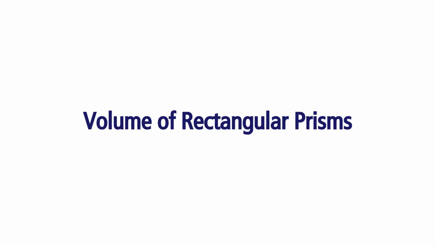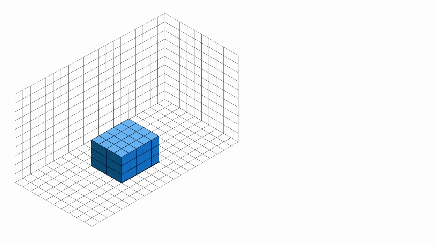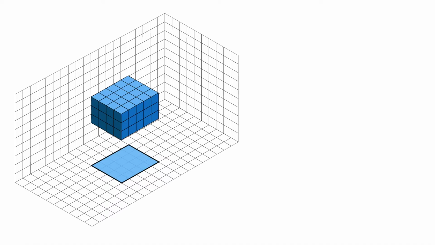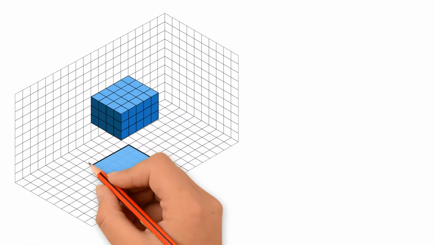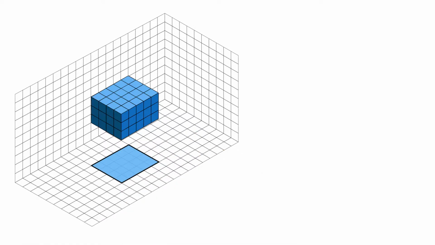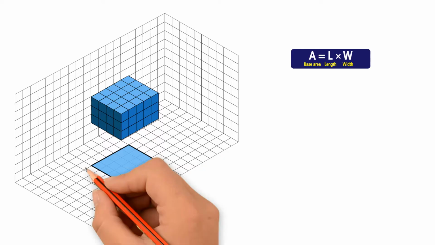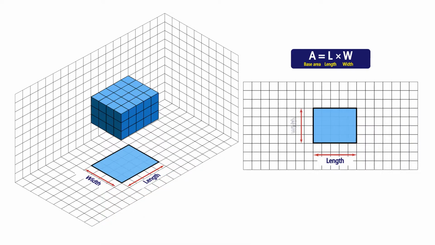Volume of rectangular prisms. How do we find the volume of a rectangular prism? We know that the base of a rectangular prism is a rectangle. The area of a rectangle is found by multiplying the length times the width. And it's measured in square units.